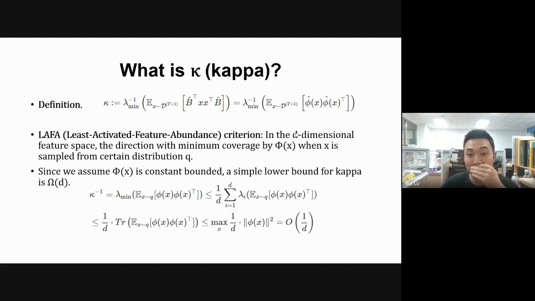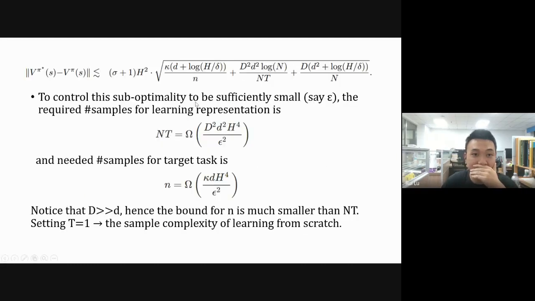Okay, so let's taste this bound. First, you want to control the suboptimality to be sufficiently small, say epsilon. Then the required number of samples, capital N, which means your required number of samples for linear representation, should be at this order. And as you notice, the capital D square is here.